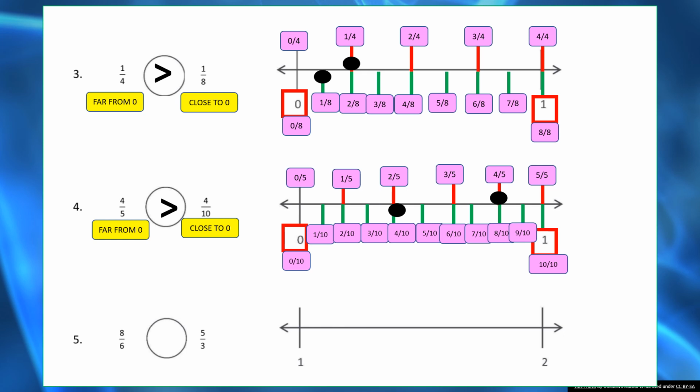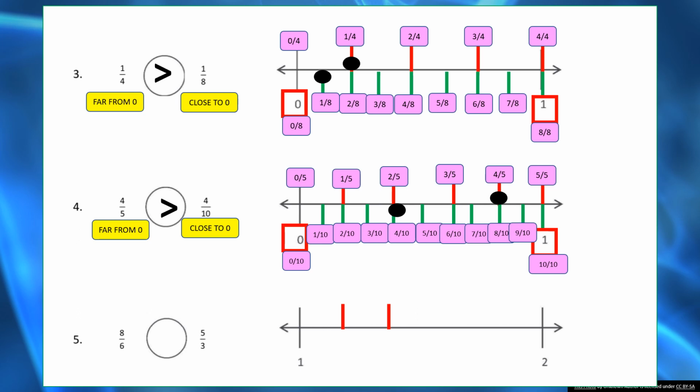Let's take a look at number 5. We're comparing 8/6 and 5/3. Yet again, we have fractions that are equivalent or could be equivalent. Look at the denominators, 6 and 3. Sixths are half of thirds, and you'll see what I'm talking about when we partition our number line.